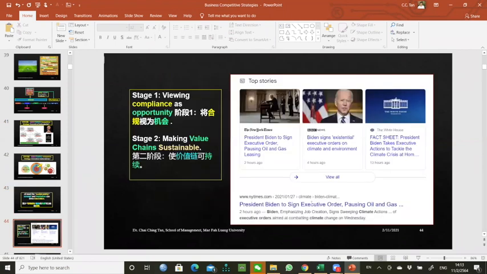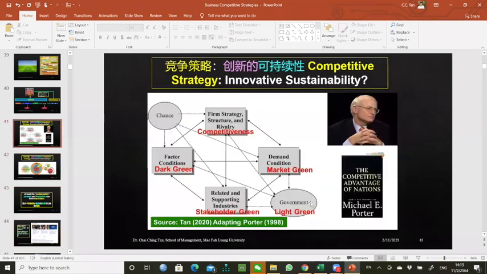So we're talking about the government's rules and regulations, the minimum compliance, which is also part of your strategic sustainability starting points. And one of them, from the government's perspective, is being able to comply with the rules and the conditions, which is very important. So, viewing compliance as an opportunity. So where is the opportunity? To comply with the rules and regulations of the government is the opportunity. So this is light green, this is opportunity.